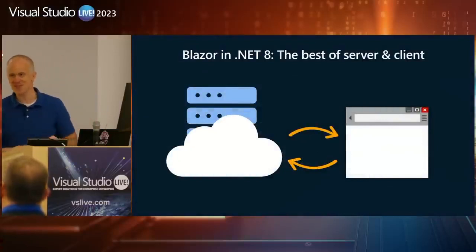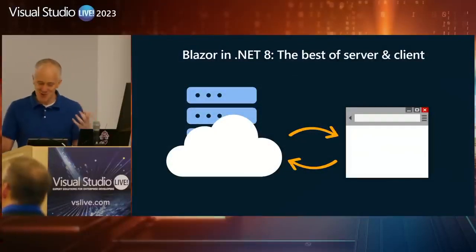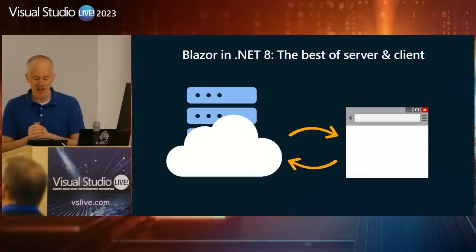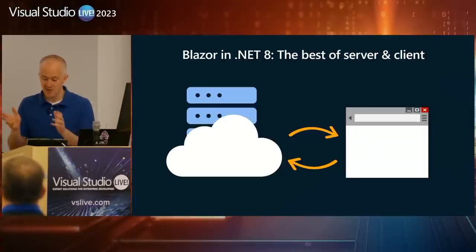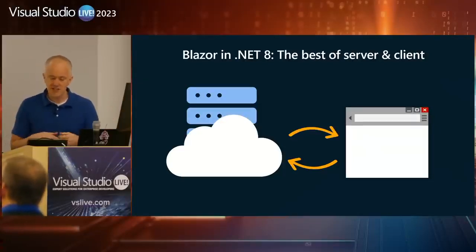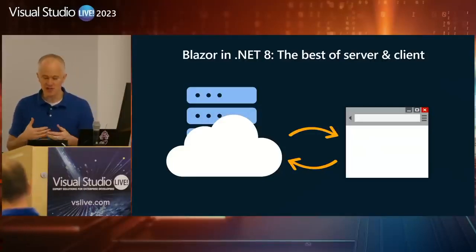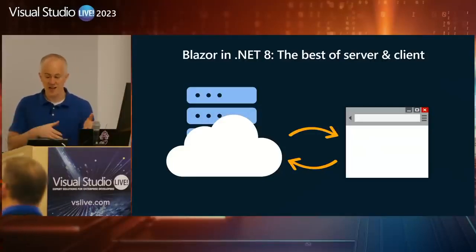Of course, this talk isn't about .NET 7. We're here to talk about what's coming in .NET 8. What's the new stuff? So in .NET 8, we want to enable you to use Blazor to get the best of both the client and the server when building web UI. Modern web applications typically need to use a combination of approaches involving both the client and the server to deliver the best web UI experiences.